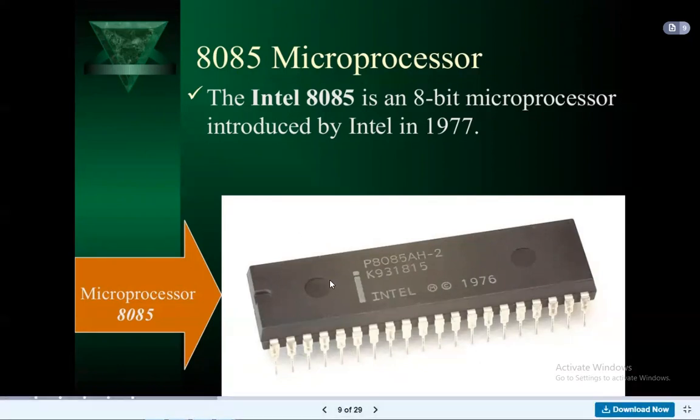So this is the device of microprocessor, that is nothing but 8085. 8P means microprocessor 8085, which was developed and manufactured by Intel in 1976. So this is the entire microprocessor 8085 device.